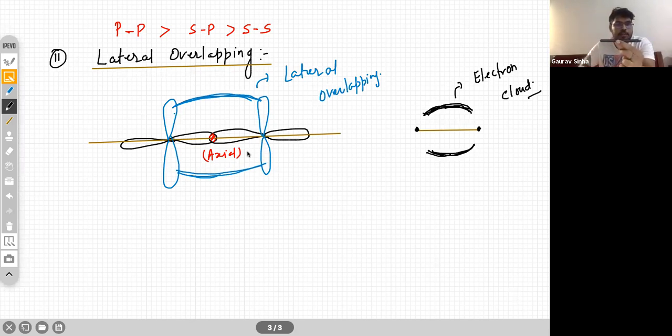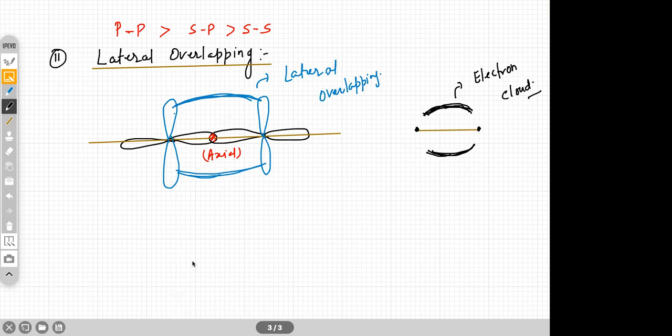So we have a sigma bond like this, axial overlapping, and an electron cloud here because of lateral overlapping, and an electron cloud here also below. This I have shown over here. Is it clear? The electron cloud is there because of overlapping. So this forms the pi bond always. Now, what are the characteristics of sigma and pi bond?